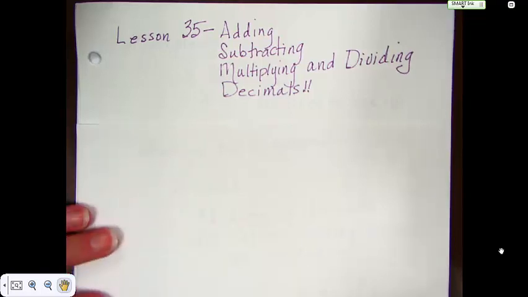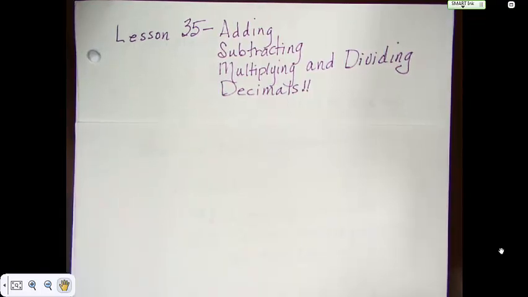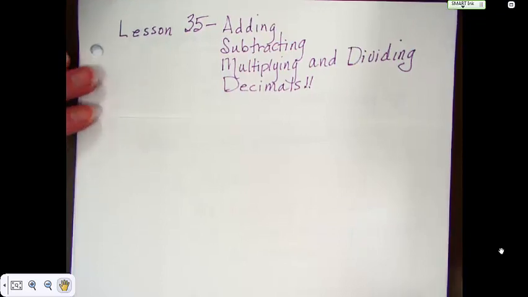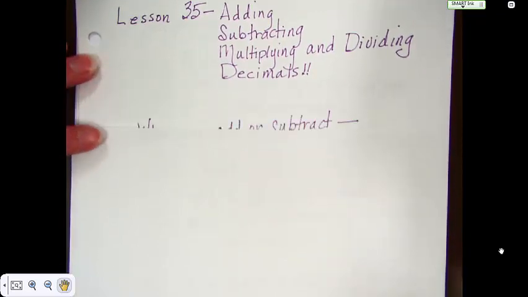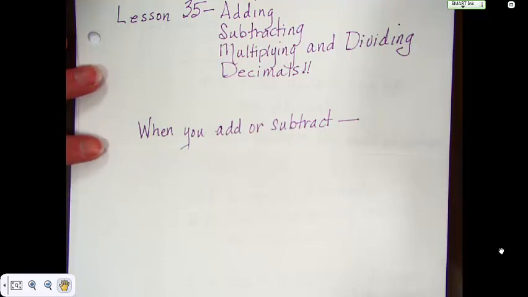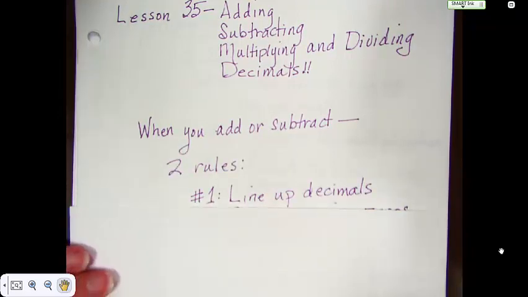Well, hello. Today we're going to talk about Lesson 35, and Lesson 35 involves adding, subtracting, multiplying, and dividing decimals. Now, this isn't probably a real new concept for you, but we need to take a little time just to talk about it. There are rules when you add and subtract, specific rules. In fact, there are two of them that are very specific. The first one is you've got to line up the decimals.